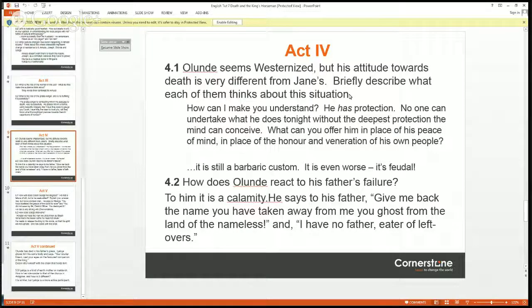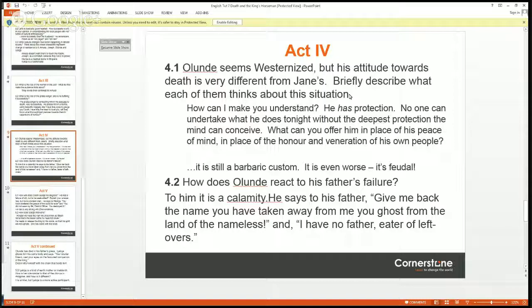What can you offer him in place of his peace of mind, in place of the honor and veneration of his own people? And of course, that rhetorical question implies that you can offer him nothing. This is the way he wants to die, and he's protected by the way he's honored and by tradition and by the esteem in which people hold him.